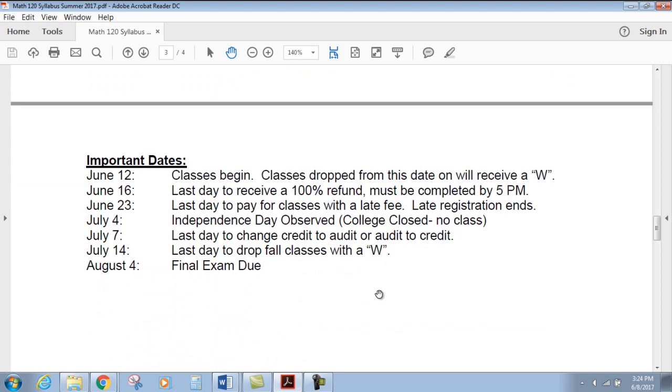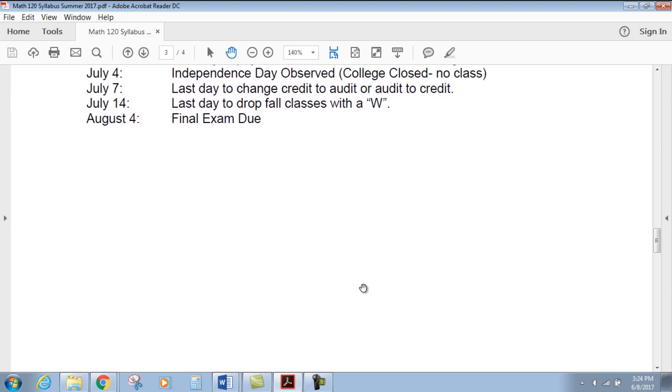Important dates: we have our class begin date, last day to receive 100% refund, last date for class late fee, late registration ends, and Independence Day observed. Last day to change credit to auditor or auditor to credit. Last day to drop fall classes with a W. And the final exam is due on the 4th.